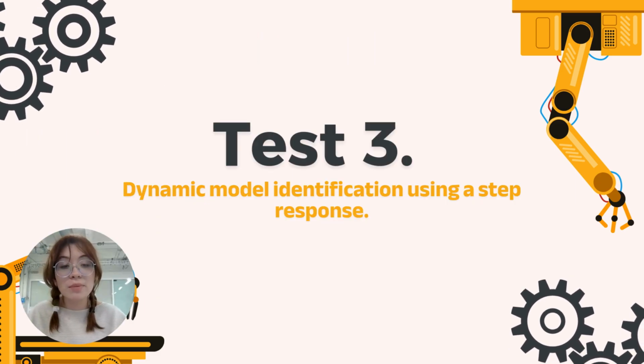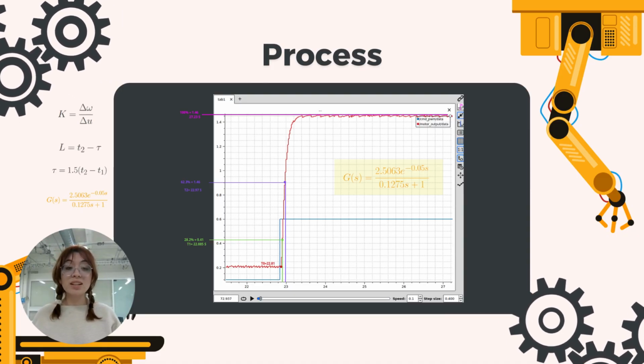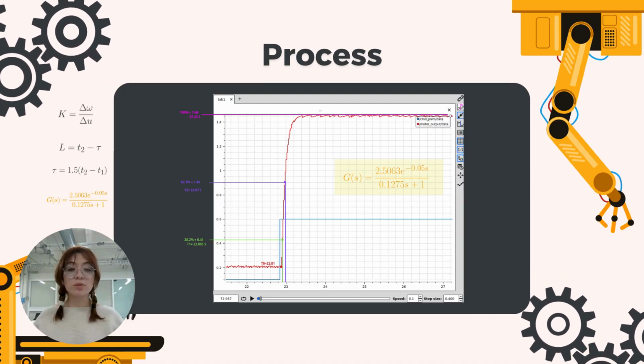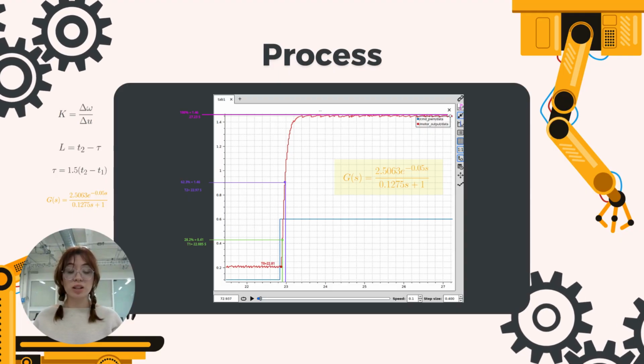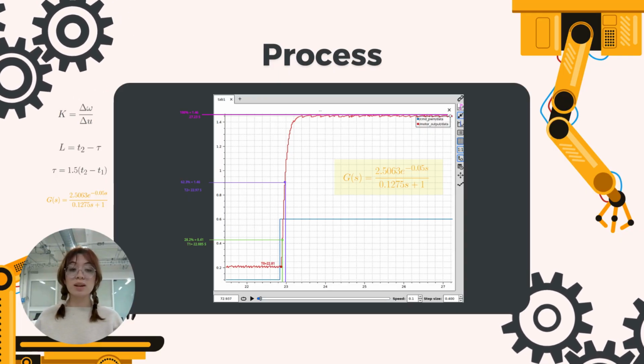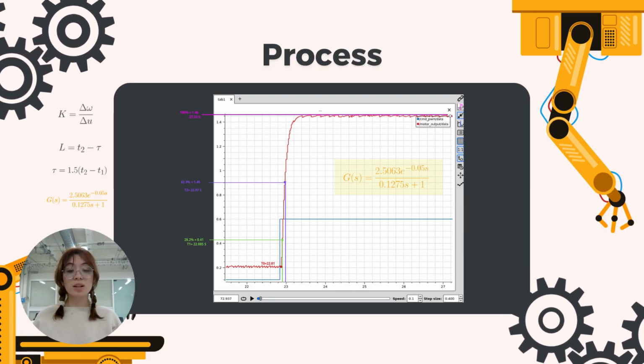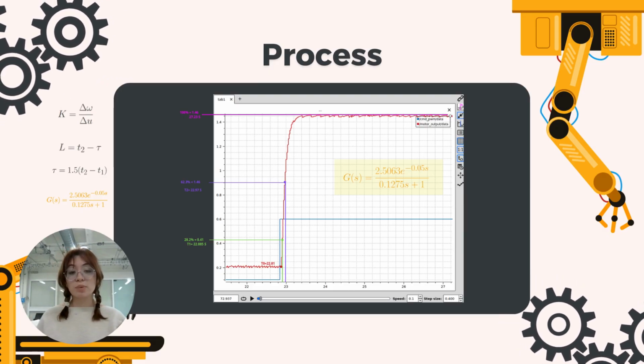The third experiment was dynamic model identification using a step response. The objective is to transition between two operating points, both within the linear zone. We applied a step from 0.1 to 0.6, an amplitude of 0.4, and analyzed the output response. We used the Smith method, which approximates the system as a first-order model with time delay. As shown in the graph, we used specific response points to estimate the time constant and delay. The result was the transfer function in yellow. As well, the gain and time constant match the previous result.